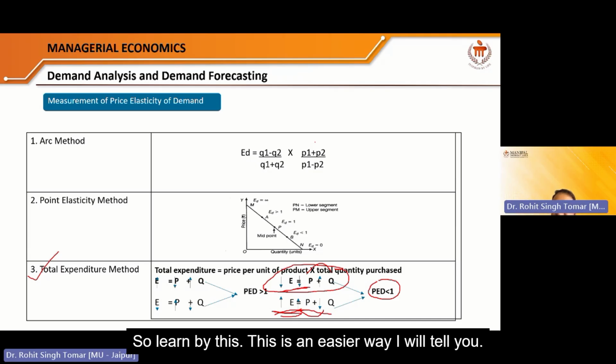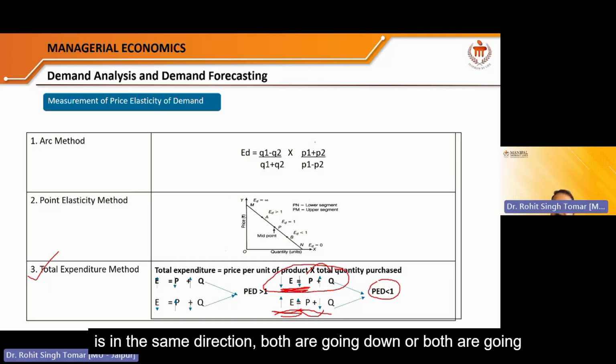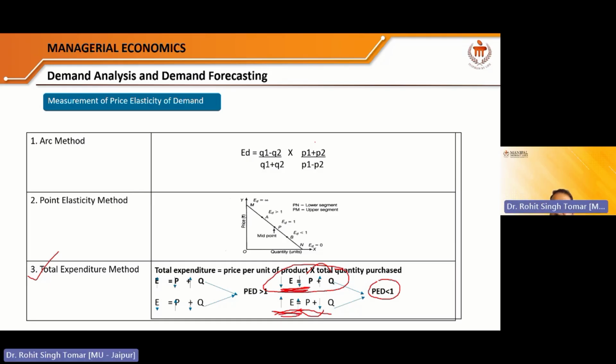So learn by this. This is an easier way I will tell you. If the movement of the price curve and the expenditure curve is in the same direction, both going down or both going up, then the elasticity is less than 1.